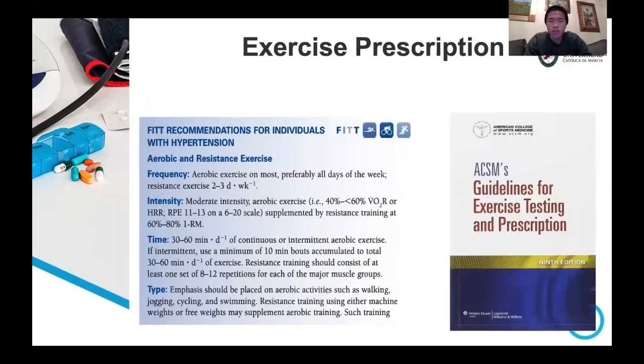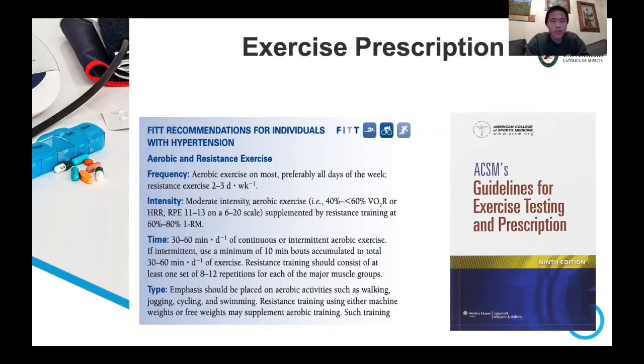Okay, so still with the exercise prescriptions. If you want further information about the exercise prescription for hypertension patients, here you have the ACSM, or the American College of Sports Medicine, guidelines for exercise testing and prescription. According to the FITT recommendations for individuals with hypertension, for the frequency, the recommendation is to do aerobic exercise almost, and preferably, all days of the week.